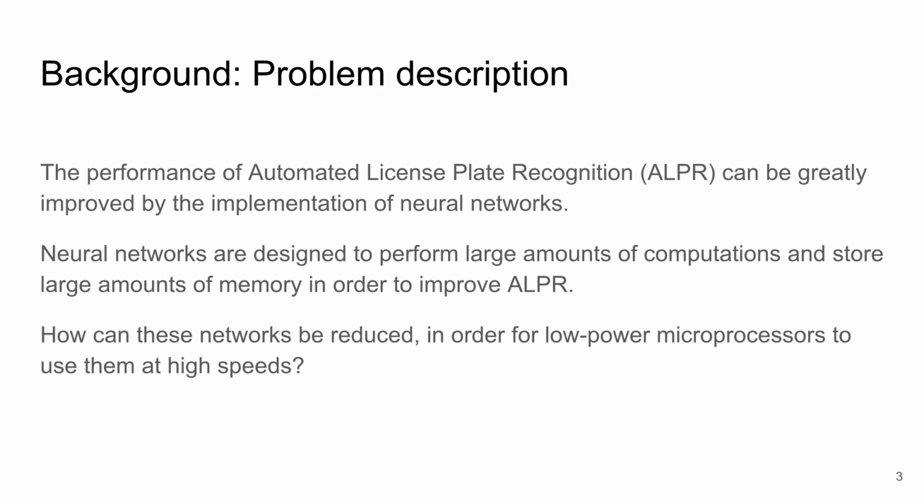So, to describe our problem, the performance of automated license plate recognition can be greatly improved by the implementation of neural networks. However, neural networks are designed to perform large amounts of computations and store large amounts of memory in order to improve this. So how can we use these networks, reduce them in order to put them on low power microprocessors that can use them at high speeds?